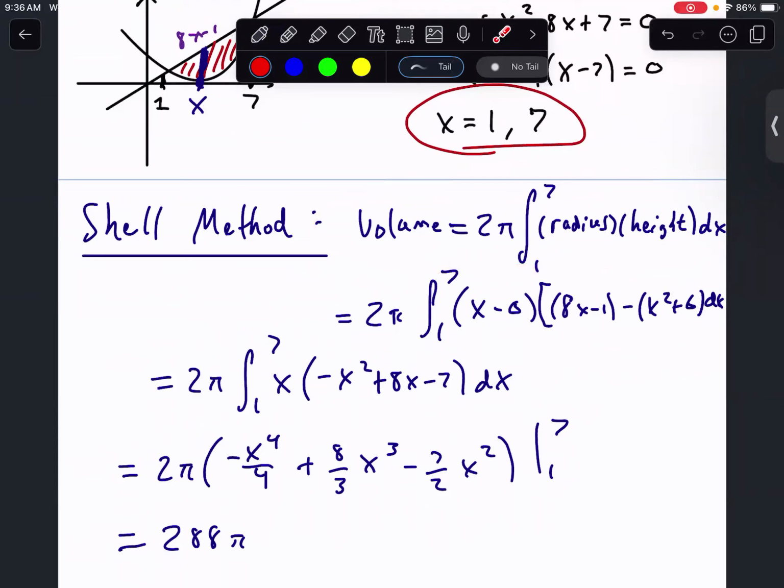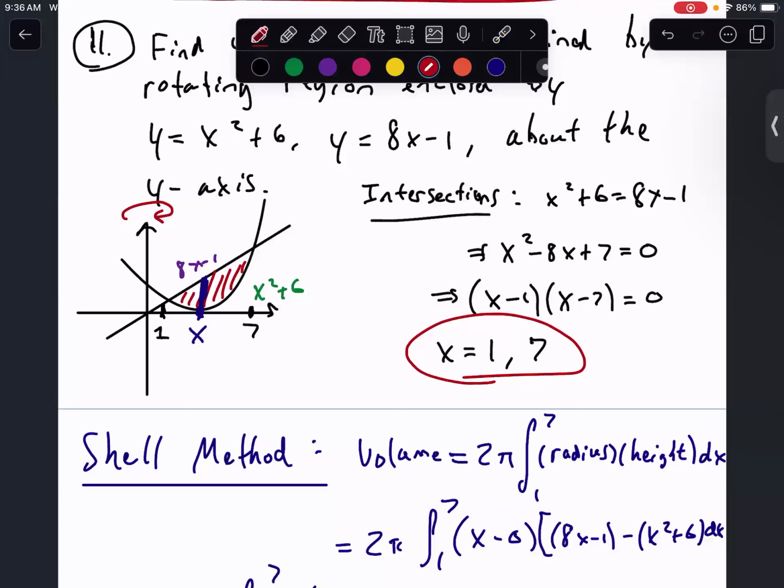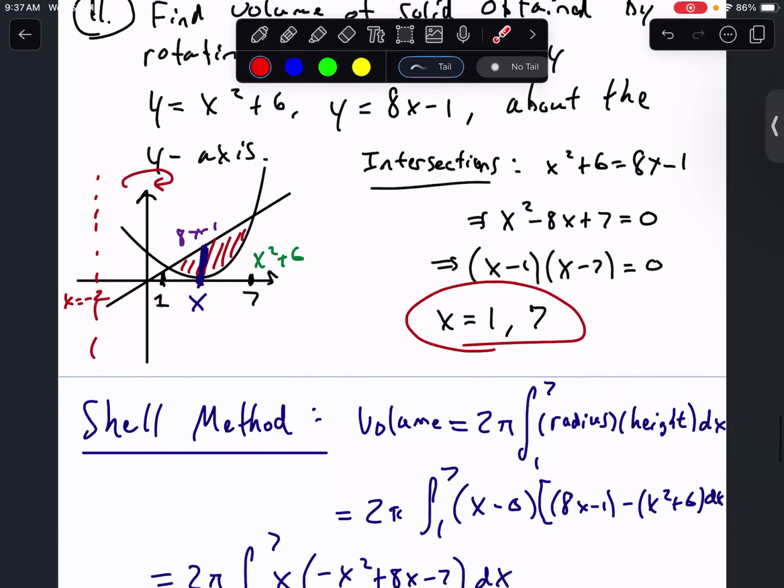Question? For the most part, is the shell method always just x for the radius? It just depends on the axis of rotation. If we were doing x equal to minus 2, then this distance would be x, but this distance is 2, so x plus 2 would go in for this part. And if we instead had something like x equal to 8, then the radius would be 8 minus x.